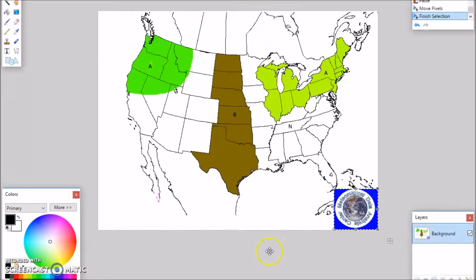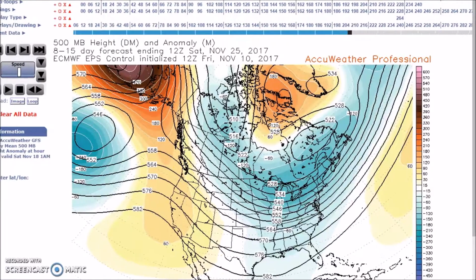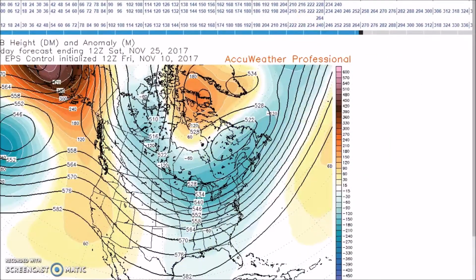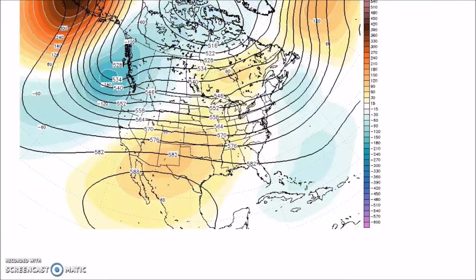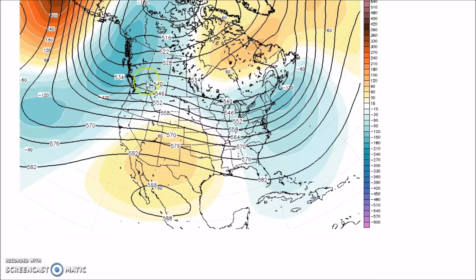November 21st to the 25th. Here we go. I've got to slide this over a little bit. Here we are at the 21st. This map keeps popping up. The pattern becomes more amplified. We have strong positive height anomalies here, and positive height anomalies across the northern latitudes in Greenland. And this ridge here will start to retrograde westward.